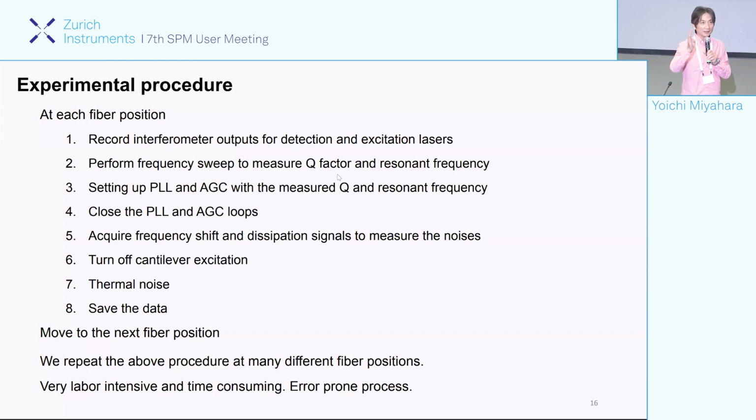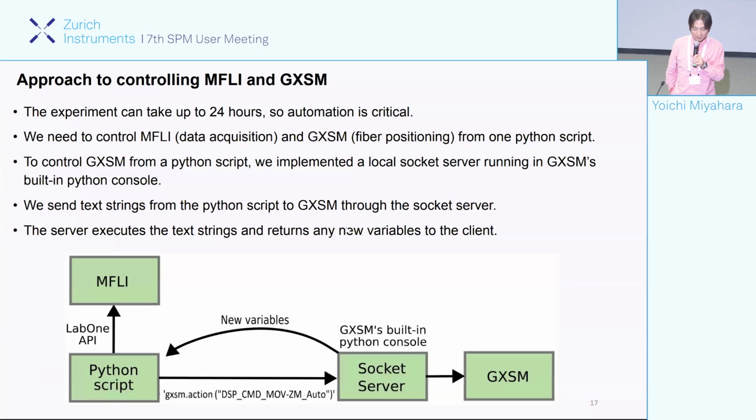Then, using the MFLI data acquisition function, we acquire the frequency shift and dissipation signals to measure the noise. Then we turn off the cantilever excitation and measure the thermal noise to determine the temperature of the cantilever, and save the data. And then move to the next fiber position. Doing this is actually quite a lengthy process, and it can take a long time. It's also very error prone if you do it yourself. So we decided to automate.